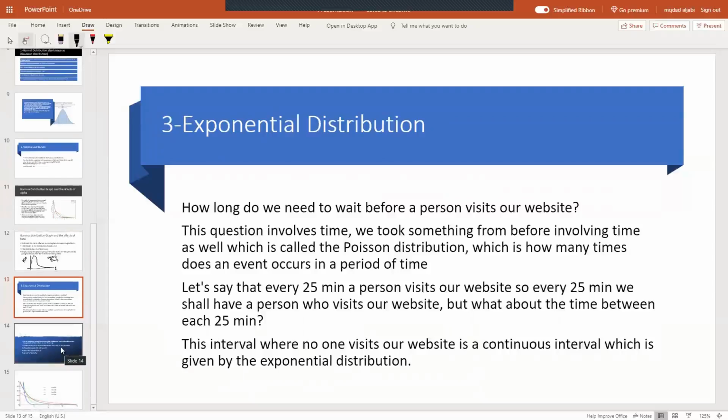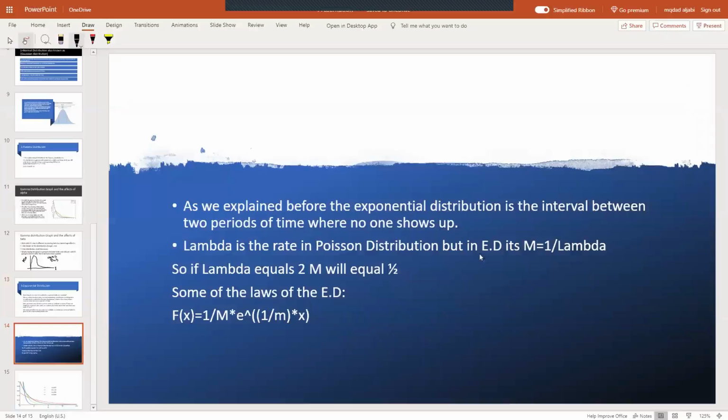Imagine having a website. People click on the website every 25 minutes. From 0 to 25, this period of time where no one clicks, this is the exponential. This is a continuous interval which is ruled by the exponential distribution. As we explained before, the exponential distribution is the interval between two periods of time where no one shows up. Lambda is the rate in the Poisson distribution, but in the exponential distribution, it's mu, which is equal to 1 over lambda. So if lambda equals 2, mu will equal half.